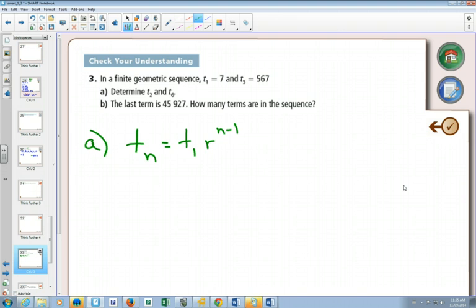I'm going to show you how you would do this one using the formula, and then I'm going to show you how you could do this one using a different method, because I could give you this same question but not tell you term 1 and term 5. I could tell you term 8 and term 12, something like that. And that would make it a little bit harder, but not too bad. Because if I tell you term 1 and term 5, you can use the formula, because you already know what term 1 is. I know I can put a 7 in there. I don't know r. That's going to be something I want to figure out.